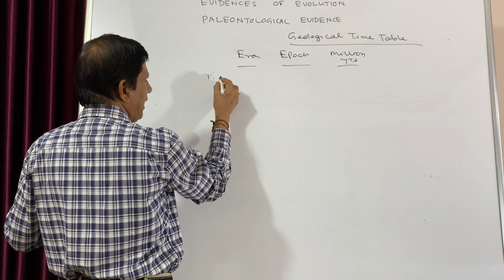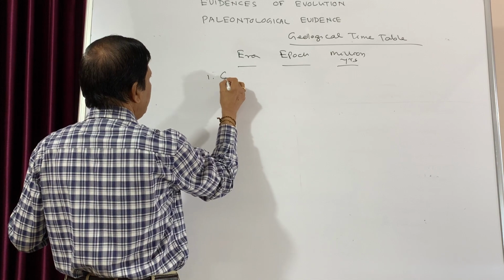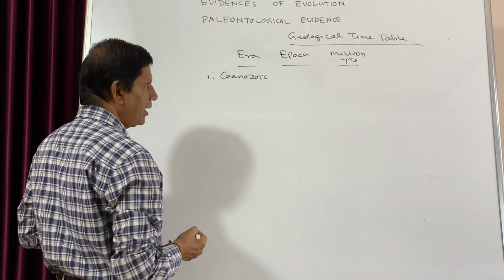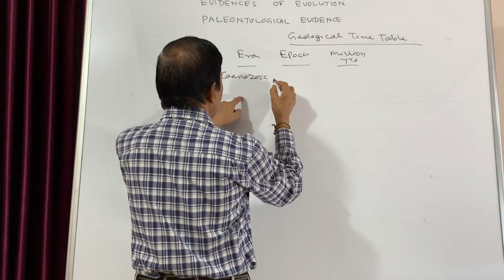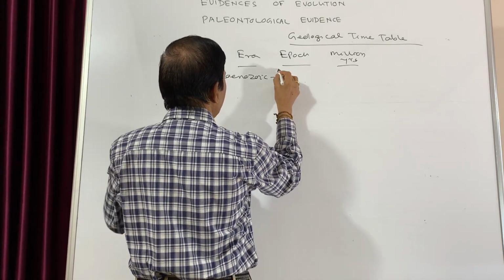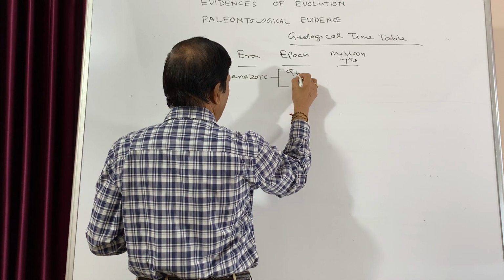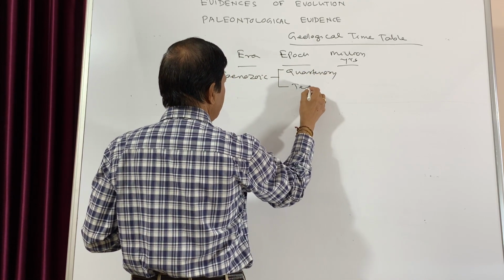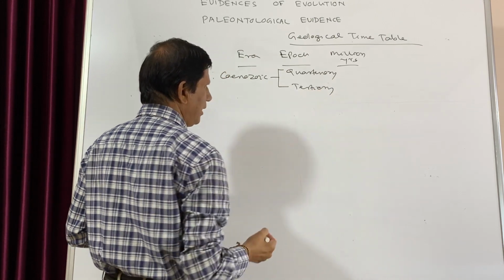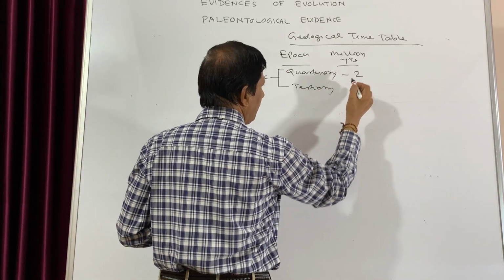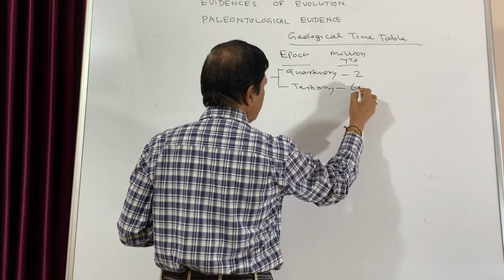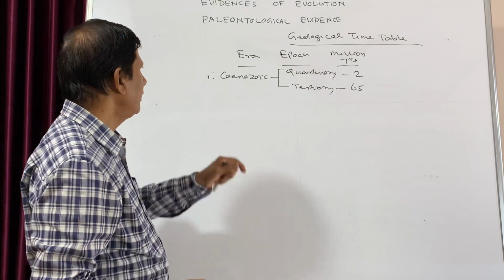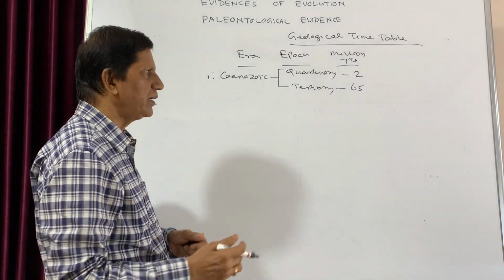So the first era that is now running is Cenozoic. And the Cenozoic has two epochs. One is quaternary and the other is tertiary. So this is only 2 million years and this is 65 million years. That means from 65 million years back, the present Cenozoic era is continuing.